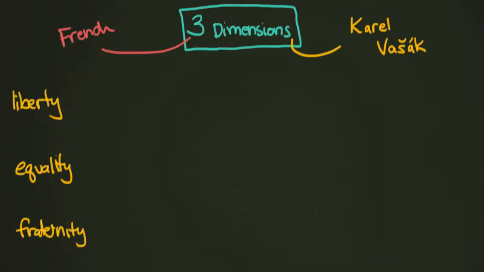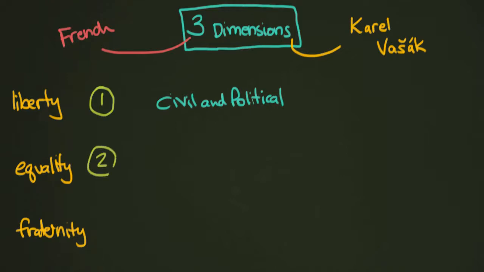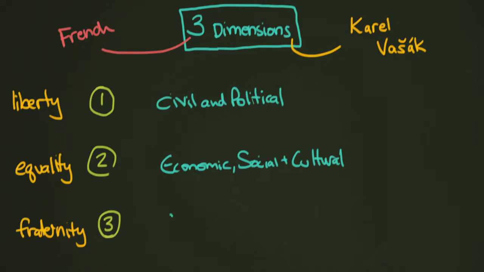And this is a simple way of remembering the 3 dimensions, because the first dimension is actually civil and political rights. The second dimension is economic, social, and cultural rights, so they have to do with equality. And the third dimension is simply called collective rights.